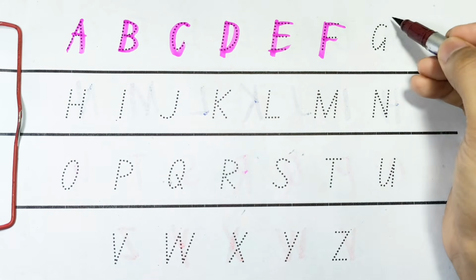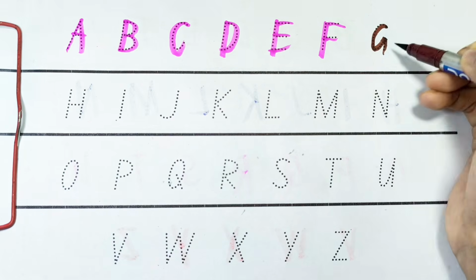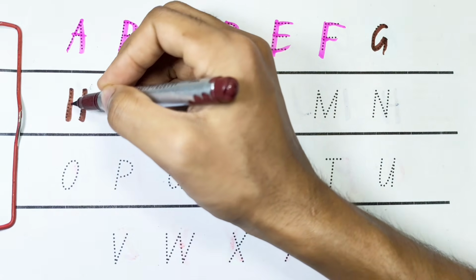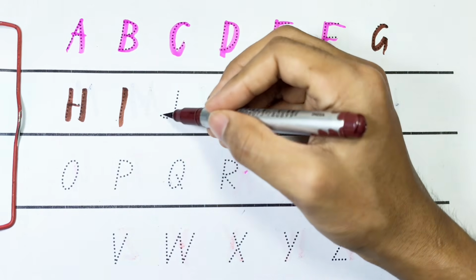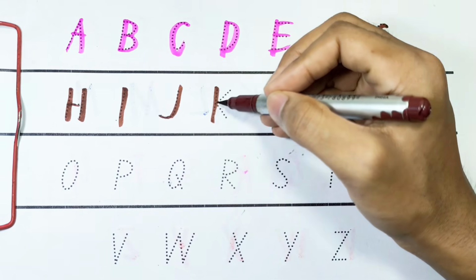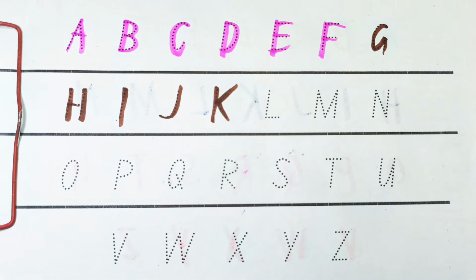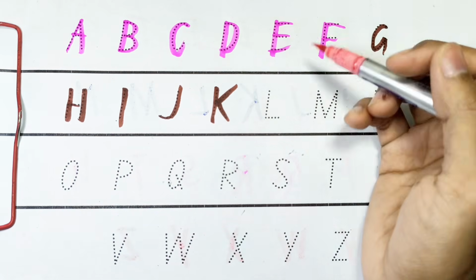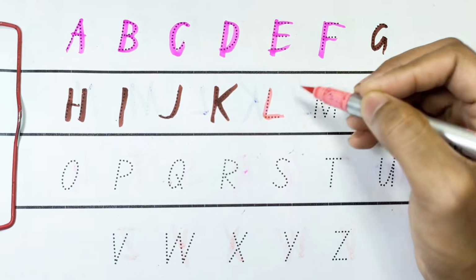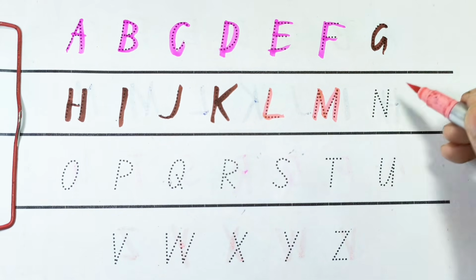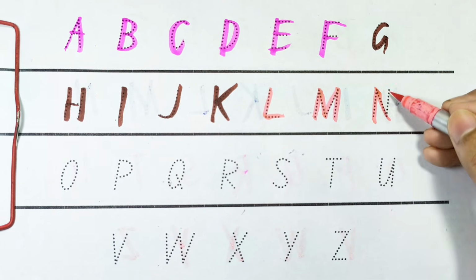Now we're using the color of brown and writing the alphabet of G. The next one is H. H for hand. I. J. K. K for kite. Now we're using the color of light pink. L. The next one is M. M for moon, M for mango.